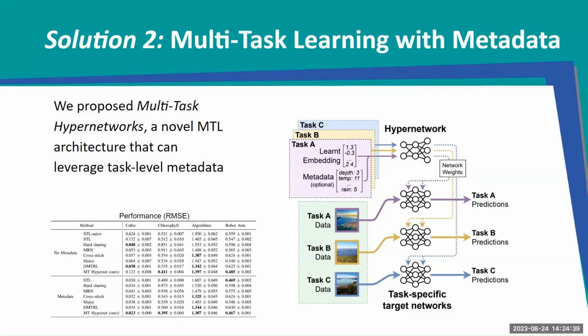So for each task, for each lake, we're learning a relationship that's conditioned on the metadata for that lake. And so we're able to learn these lake differences from the metadata for that lake, which is quite cool. And again, here we find that we have good performance compared to other multitask learning methods, especially when we have available metadata.